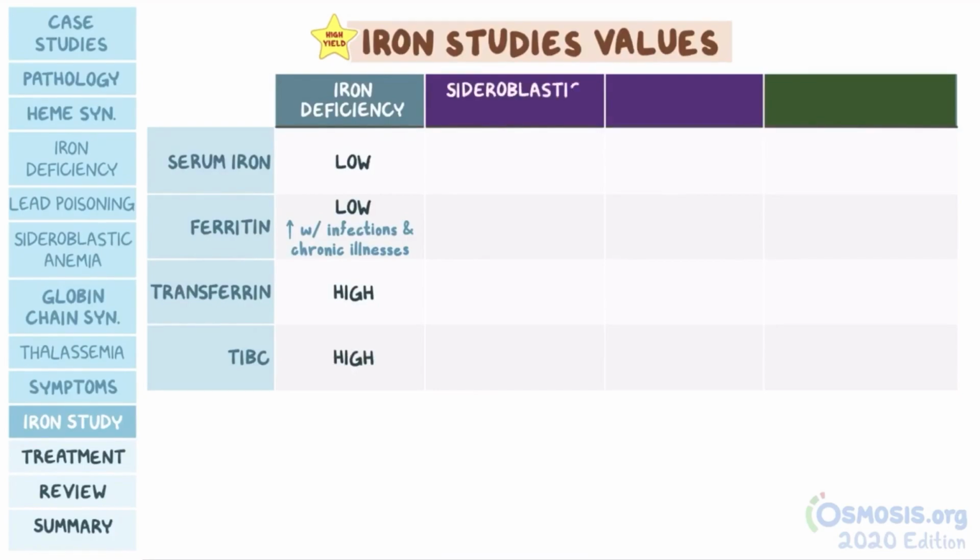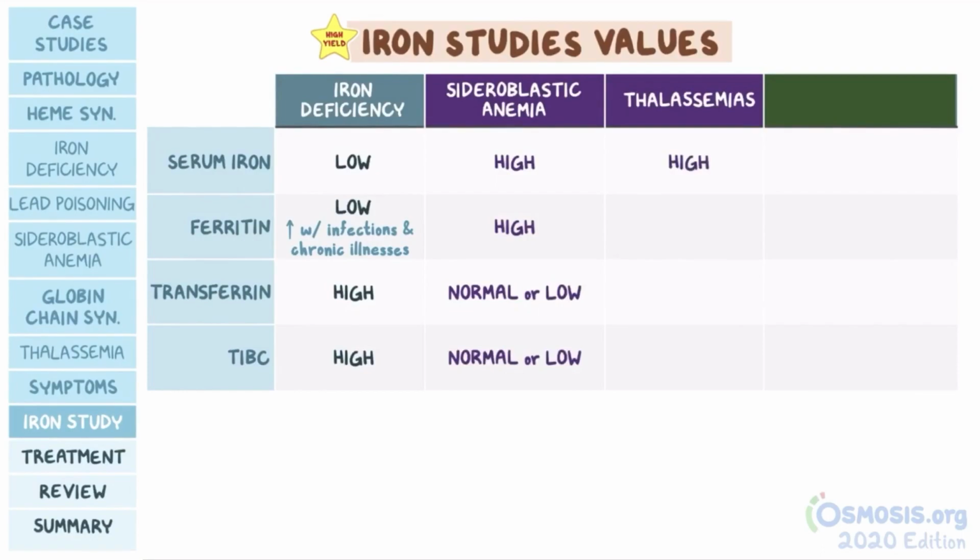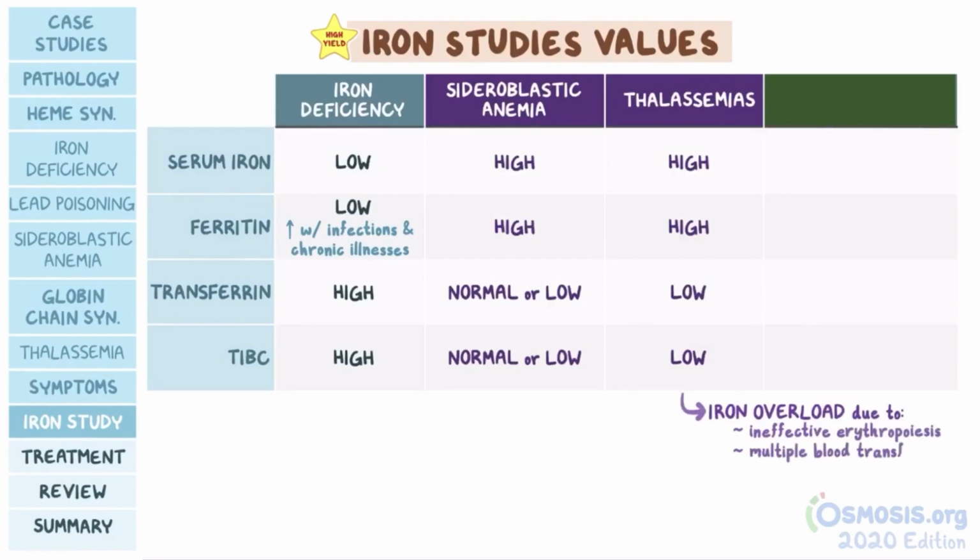In sideroblastic anemia, there's plenty of iron, but it can't be used to make heme. So there's high serum iron, high ferritin, but normal or low transferrin and TIBC. In thalassemias, there's high serum iron, high ferritin, and low transferrin and TIBC. Iron overload occurs in thalassemias due to ineffective erythropoiesis and from the multiple blood transfusions used to treat the disorder. In lead poisoning, iron studies are normal.